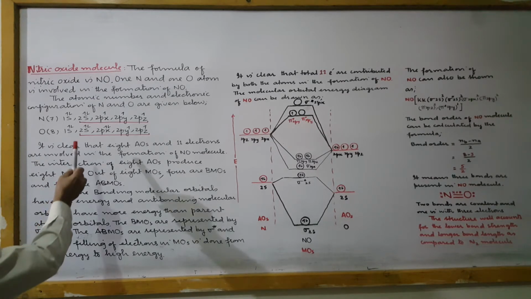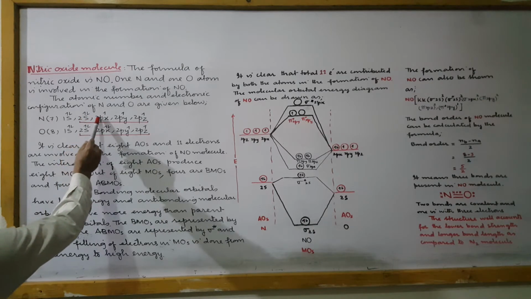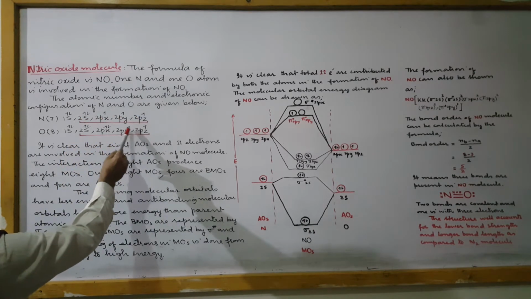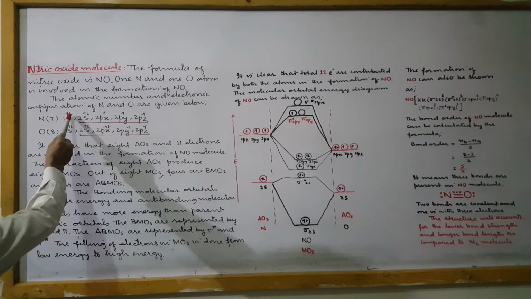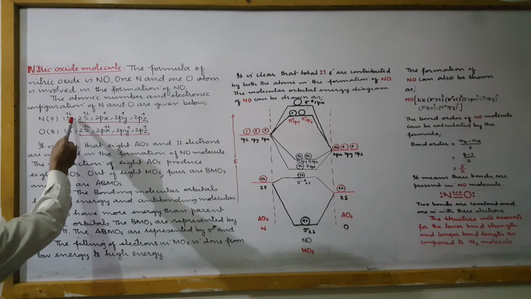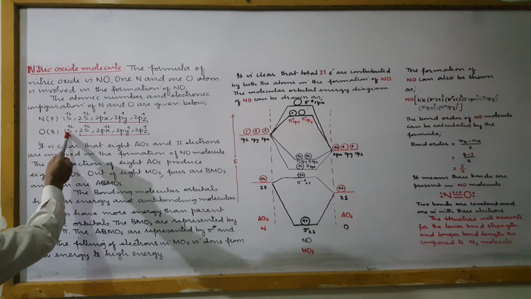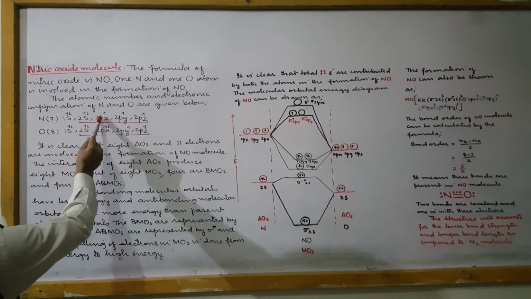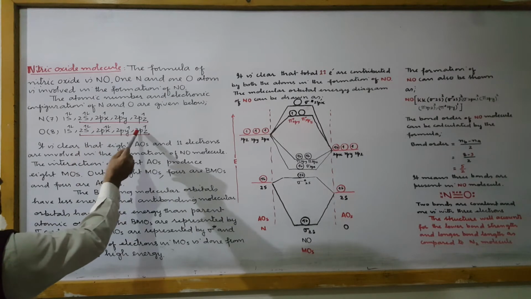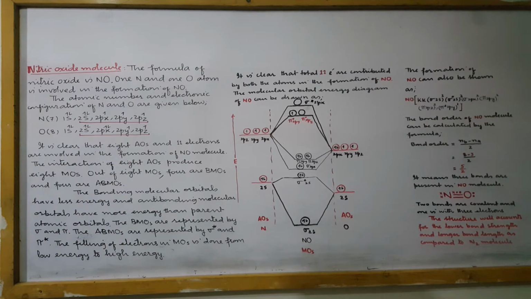Now count the total atomic orbitals: 4 and again 4. 1s2 belongs to the K shell, and this again belongs to the K shell. So K remains inert during the formation of NO. Here the total atomic orbitals involved are 4 and 4, that is 8. So 8 molecular orbitals must be produced according to molecular orbital theory.